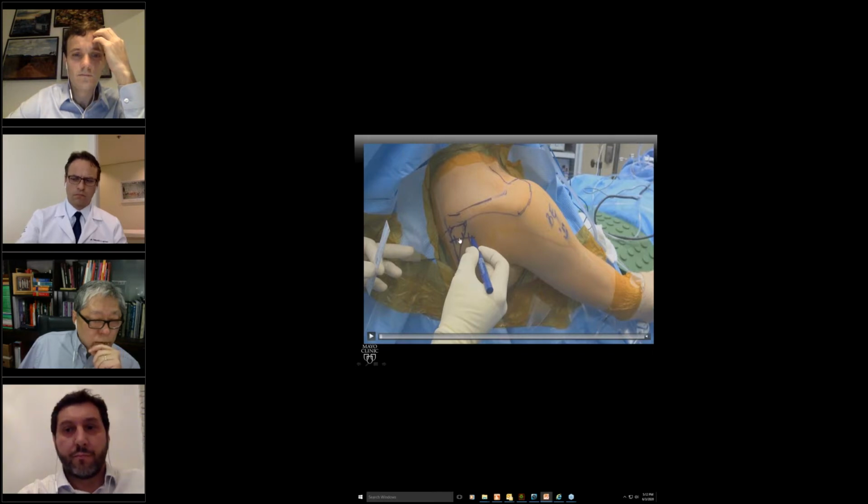Incision-wise, after you mark this angle very well, you go at least 1 or 2 centimeters distal to it, and you make your marking. Let's say the incision is 6 centimeters to make it easier, ideally maybe 2 medial and 4 lateral. So aim the incision more lateral rather than medial.